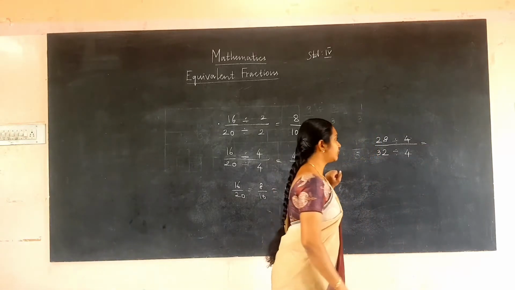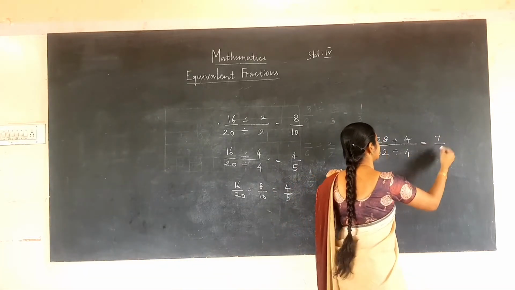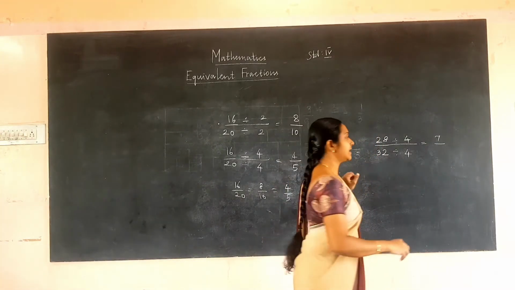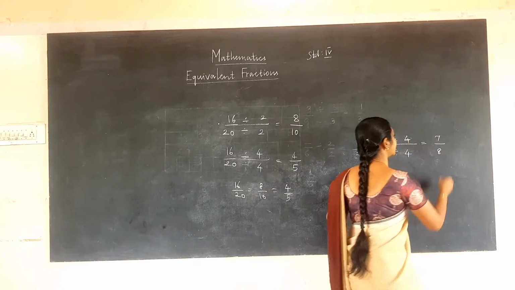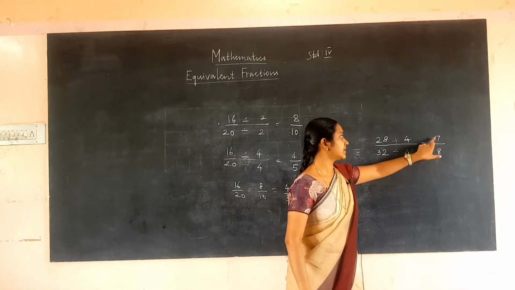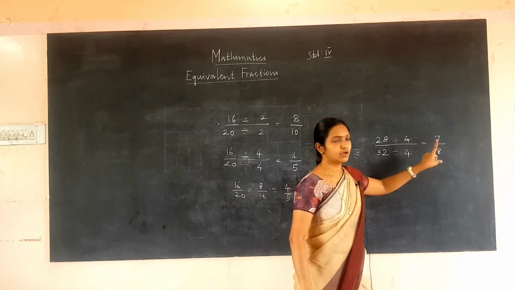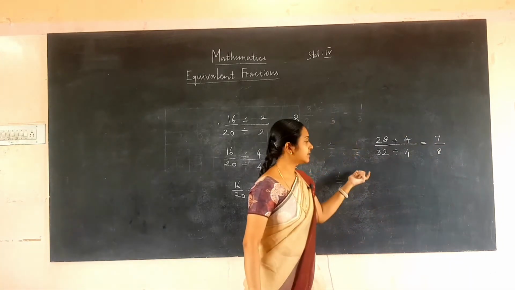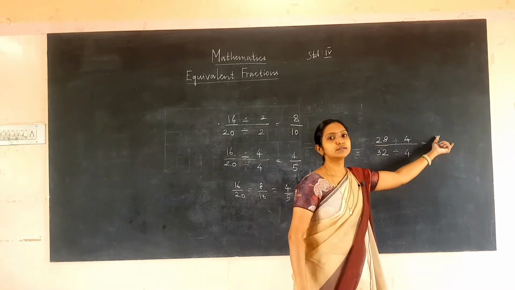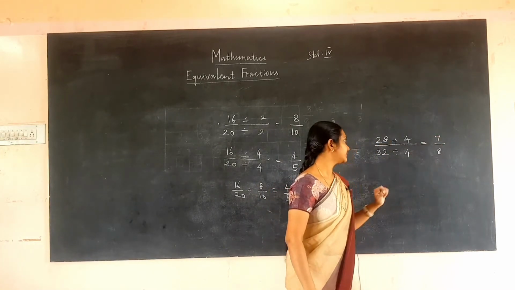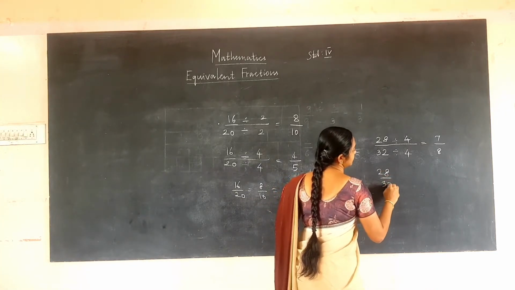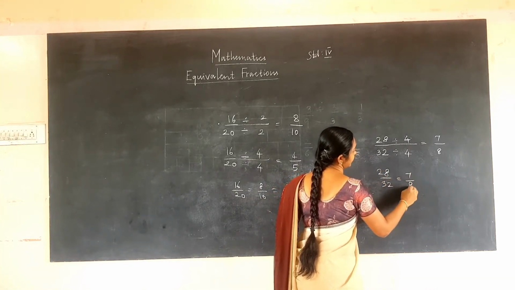28 divided by 4 is 7. 32 divided by 4 is 8. Here the common factor for 7 and 8 is only 1, so we can stop here. So we have reduced the fraction 28 by 32 to 7 by 8. So 28 by 32 is equal to 7 by 8.